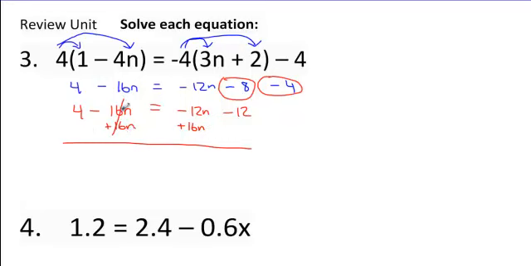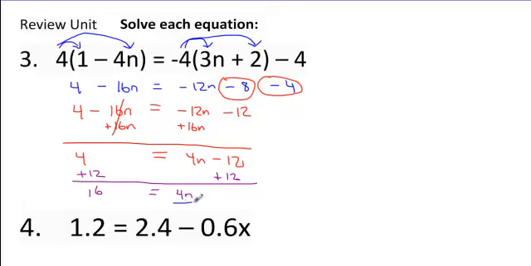That's 0. 16n minus 16n is 0, so just a 4 left on the left. Only a 4 remaining on the left. 16n minus 12n is 4n, minus 12. Add 12 to both sides. So I get 16 equals 4n. Divide by 4, both sides, and you're going to get n equals 4.